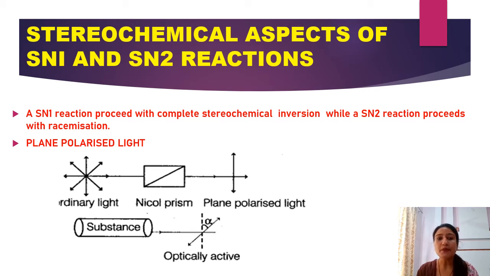Firstly, we need to know about stereochemistry. What is stereochemistry? Stereochemistry is a branch of chemistry which involves the study of relative spatial arrangements of atoms that form the structure of molecules and their manipulations. Plane polarized light: you see in this picture, the plane polarized light consists of waves in which the direction of vibration is the same for all waves.